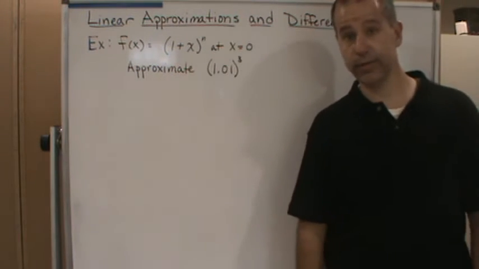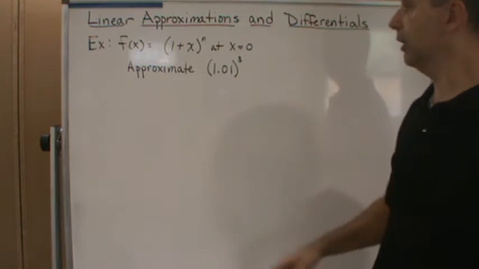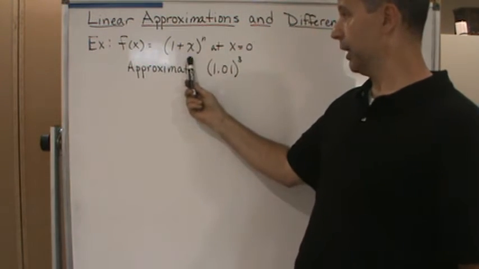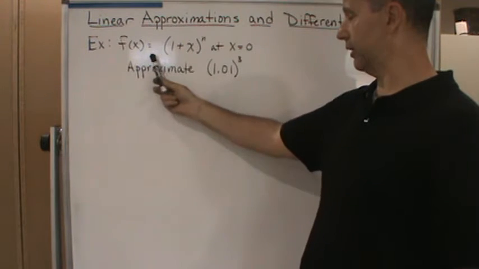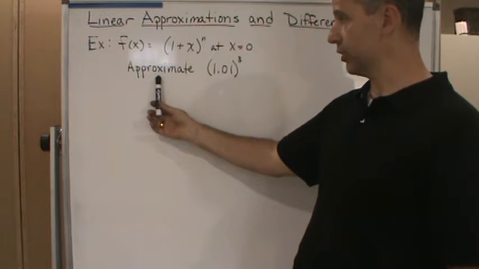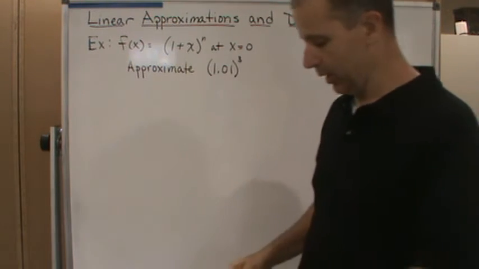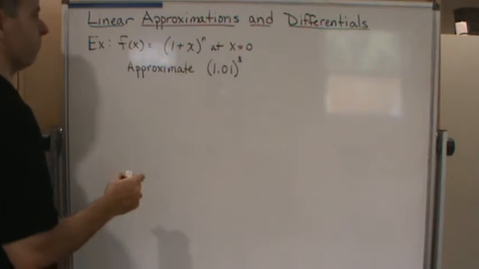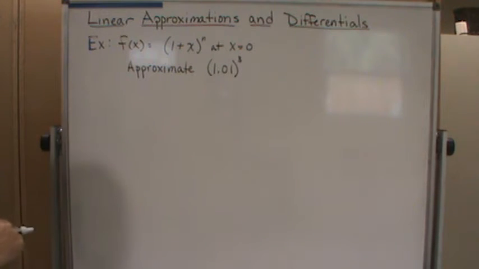Okay, welcome in. Let's do another example. So here's another example where we've got this function, right? And we want to use this linearization of this function at x equals 0. And then we want to use that linearization to approximate this value. So let's do it. So now, x equal to 0. Yeah. So yeah, let's do that.